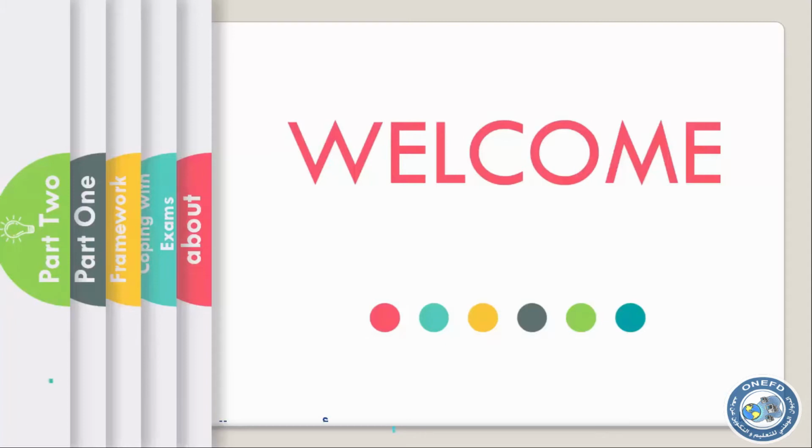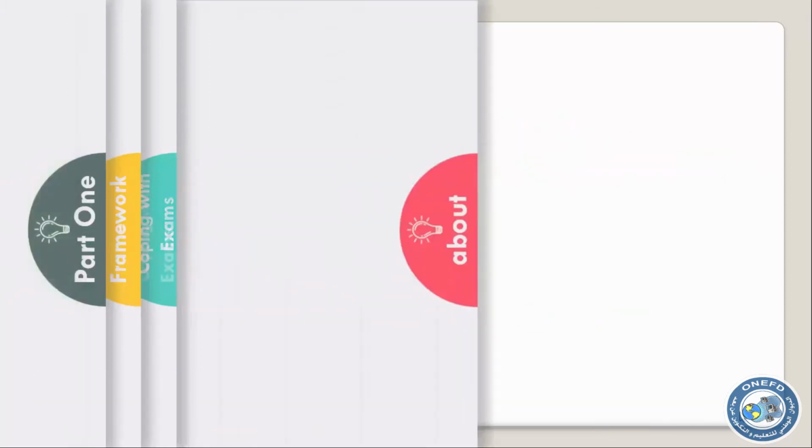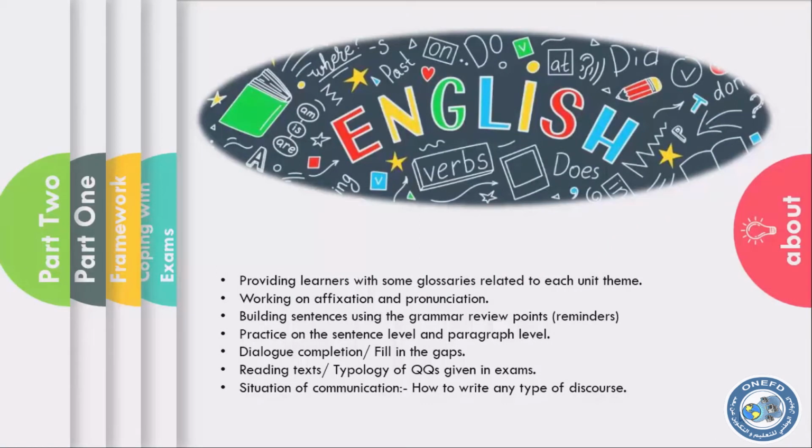Welcome, dear third year learners, to another lesson in the English subject. Today's learning objectives would be providing learners with some glossaries related to each unit theme. What we mean by glossaries is that we are going to provide you with some vocabulary lists that you might need later on while answering your questions or developing some compositions that correspond to the themes of each unit.